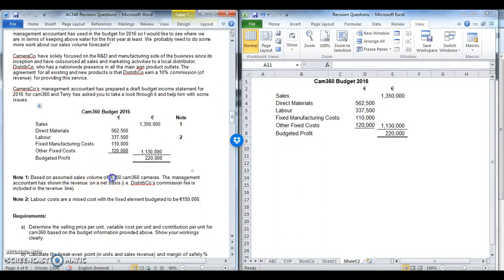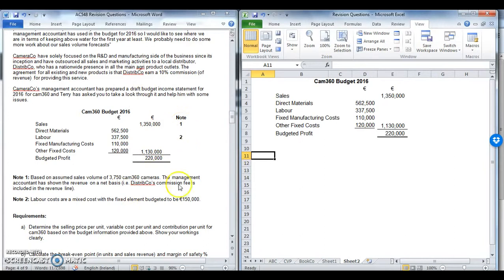You're told this is based on 3,750 cameras being sold, but also an important point here is that the revenue here is shown on a net basis, i.e. after the commission has been taken. So really that is not the full sales value. The full sales value is 100%, whereas this is only representing 90% because 10% is already taken off. Likewise, you're told note 2 for labour. Labour is a mixed cost with the fixed element to be 150 and obviously the residual must be your variable element. So again, it's always important to read the information that's given, both the narrative and the numbers, and particularly any notes involved. So the first question we're going to look at is part A.